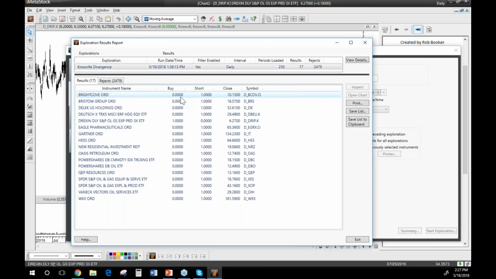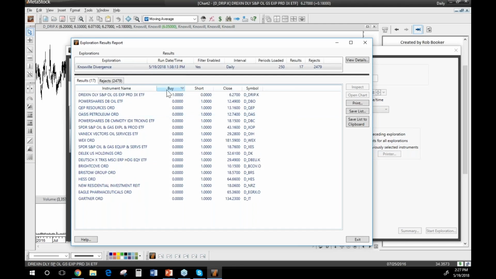It did only take a couple minutes to run. Here we've got Drexen. It came in as a long divergence. Here we've got a couple short divergences. Very, very simple pattern. Very, very easy to go through and run the scan and find it.